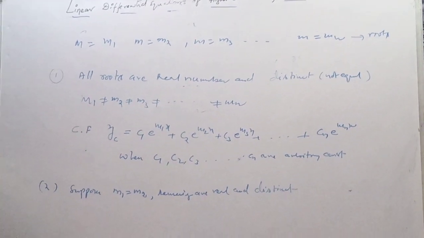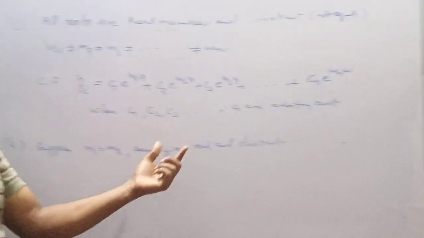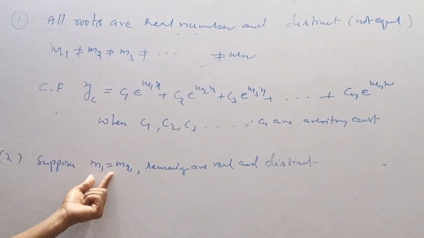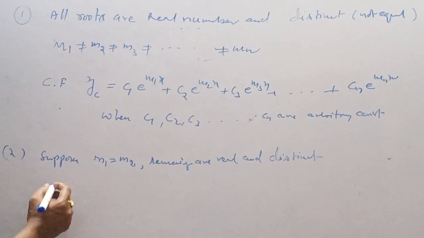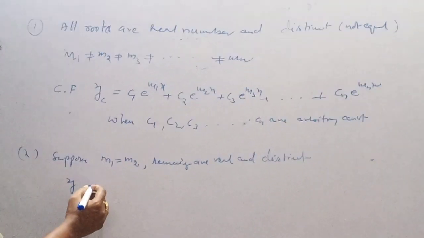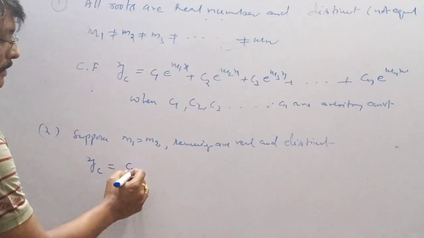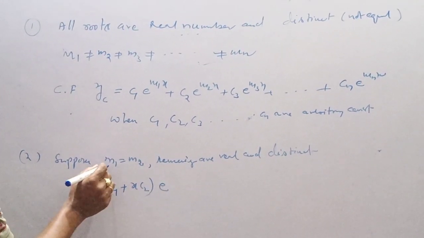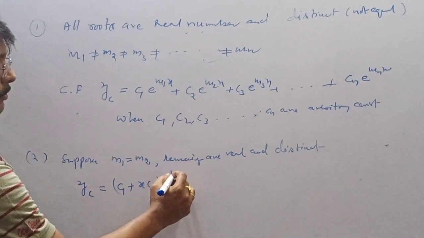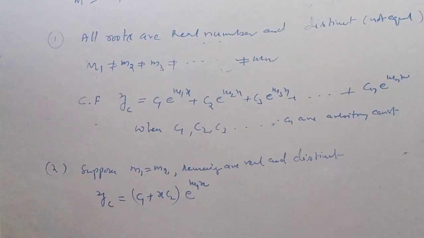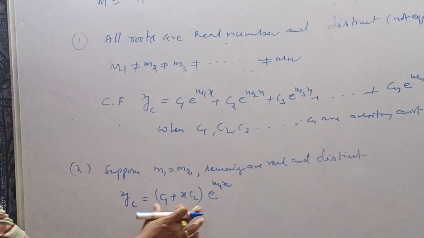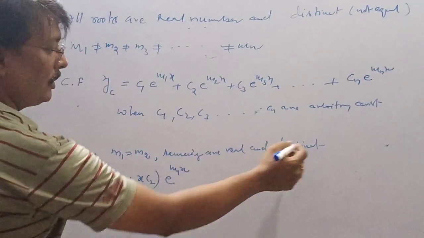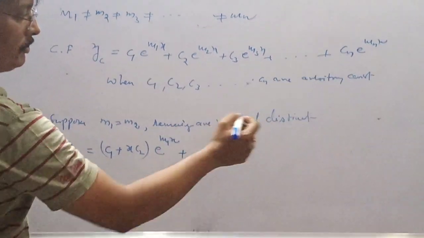Remaining are real and distinct. Okay, so we have the solution for real and distinct roots, but now we need the case m1 equal to m2. Then the complementary function yc equals (c1 + c2 x) e to the power of m1x. You can take either m1x or m2x. Two roots are used here, two solutions, with c1 and c2. The remaining real and distinct roots you write individually.